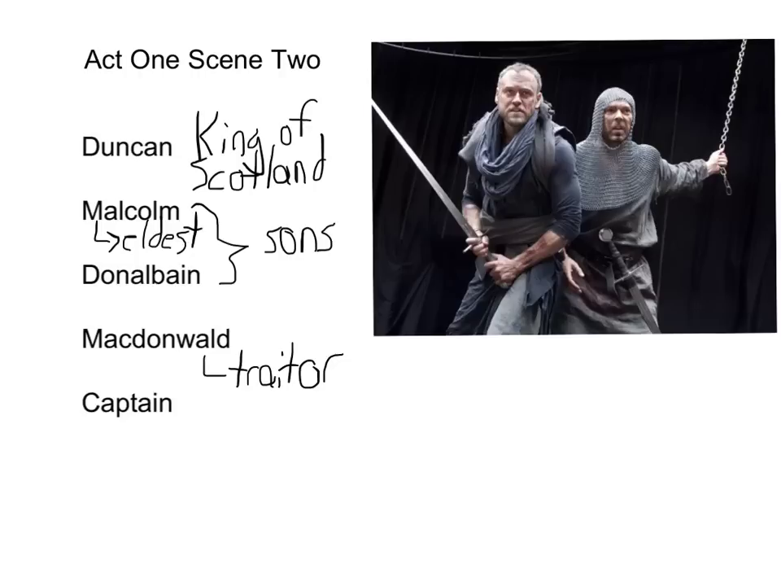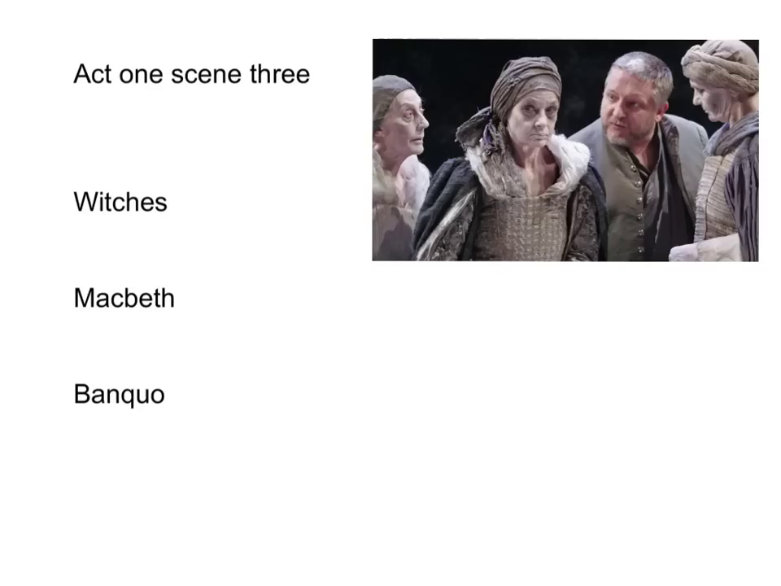Other characters are introduced as well, but they're not of too much importance. One of the characters, Ross, talks about MacDonald, and we find out that MacDonald was a disloyal traitor, and he was the Thane of Cawdor. So that's important. And that's the whole quick little Act 1, Scene 2.